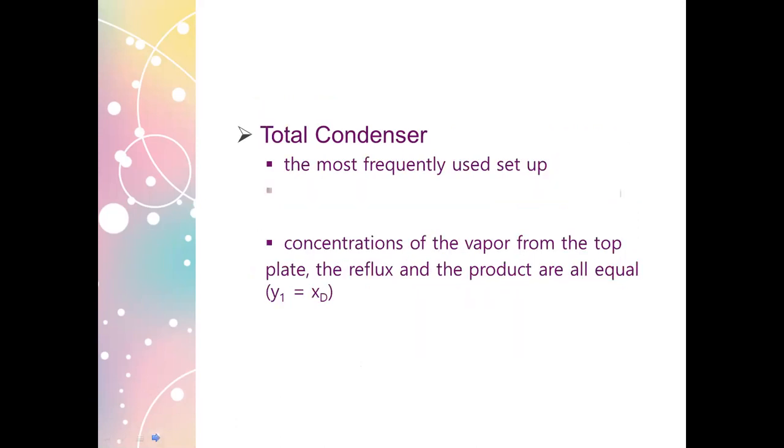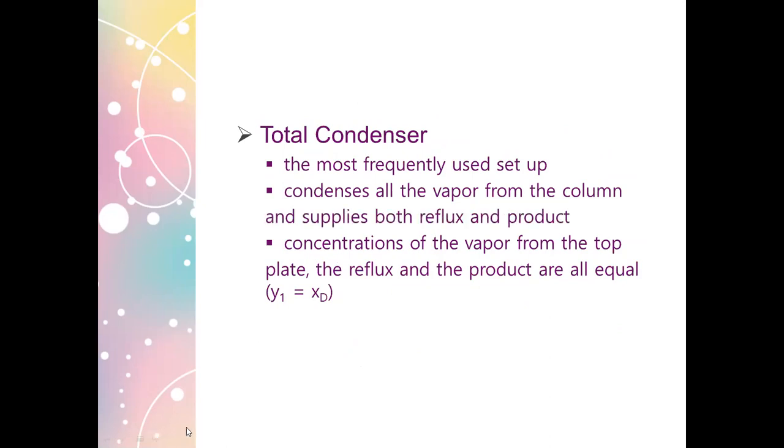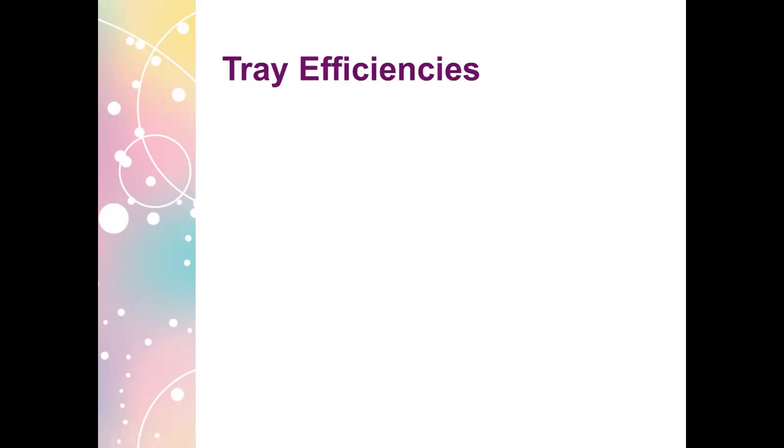Now, what about the total condenser? This is always the case, class, when the condenser is able to convert all the vapor leaving the topmost plate of your column into liquid, then it's a total condenser. The condenser supplies the final product, which is now in liquid form, and at the same time the reflux. The concentrations of the vapor from the top plate, the reflux, and the product are all said to be equal. So the vapor leaving the top plate, the reflux liquid returned back into the column, and the distillate liquid have the same mole fractions or concentrations.